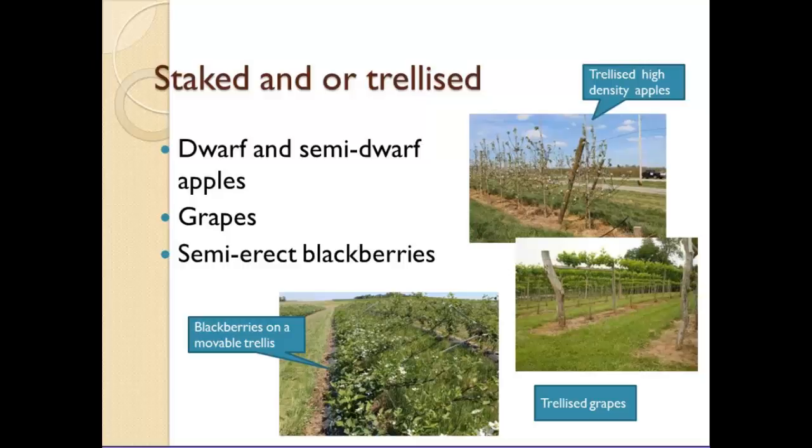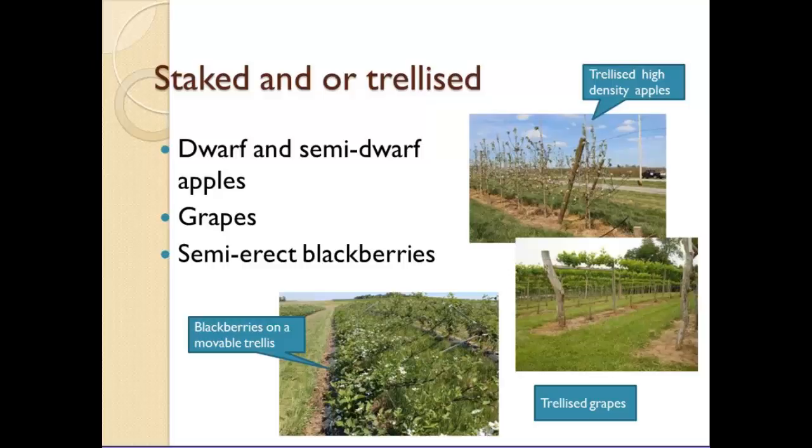Grapes require a trellis. Now, I'm not going to go into all the different kinds of trellis, but there are different trellises for low vigor grape cultivars, and then there are trellis designs that are for high vigor. So it's not one size fits all. It really depends on what cultivar you're growing as to what type of training system you're using. And also when you get into the semi-erect blackberries, these are traditionally the thornless type. They are not freestanding and they require trellis.